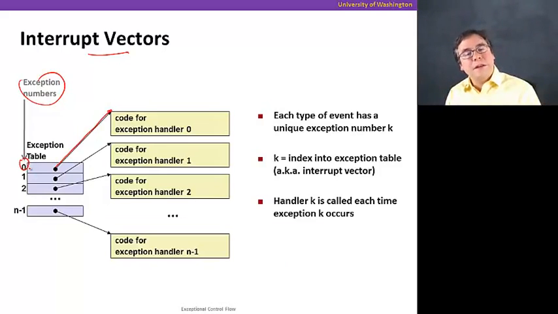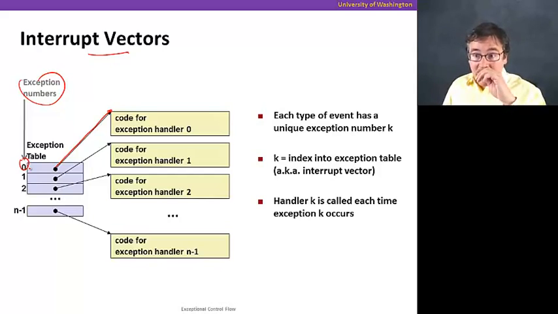So the interrupt vector is just a table that's indexed by the exception number, and the contents of this table is a pointer to the first instruction of the block of code that deals with that exception. Okay, so it's an indirect jump table.